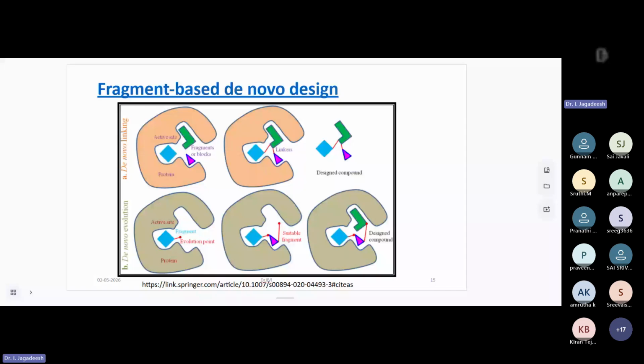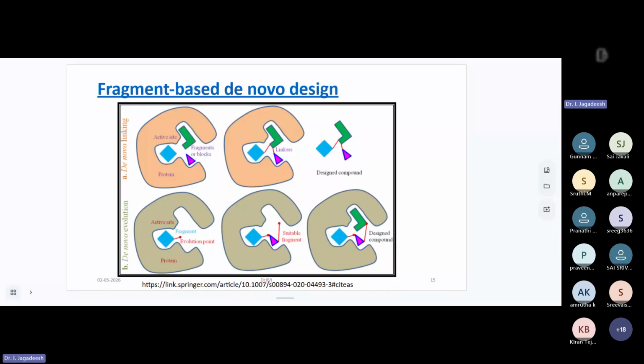In fragment based de novo design, we have two approaches. One is de novo linking. In de novo linking, first we look at the active sites, the primary constraint is over, and we take the corresponding fragments which fit that particular active site. Later, we link them with small fragments taken from the library. Then we get a designed compound that fits perfectly into the pocket.